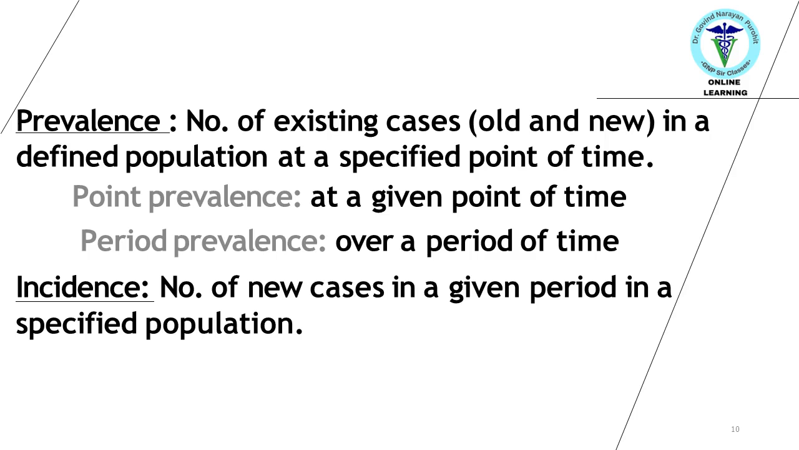Prevalence is the proportion of a population that has a specific disease at a given time. It measures the total number of cases of a disease in a population, both new and old. Incidence is the number of new cases of a disease that occur in a population over a specific period. It measures the risk of developing a disease in a population.